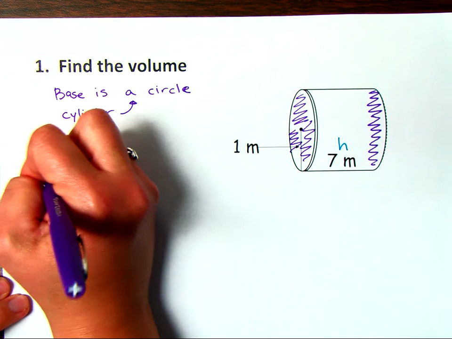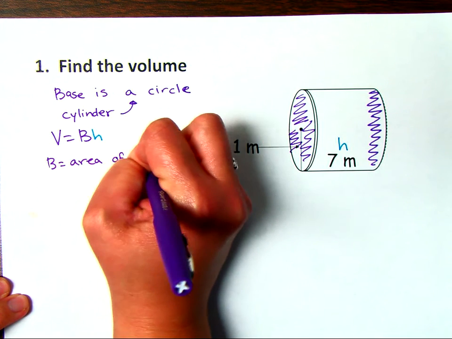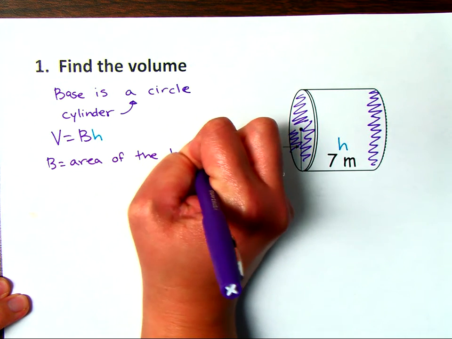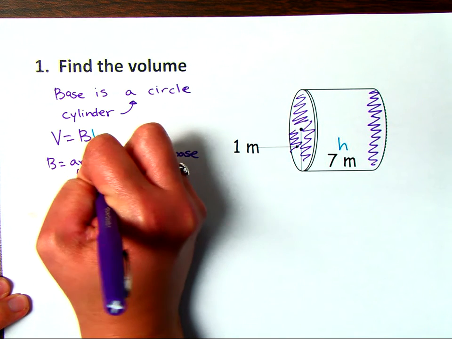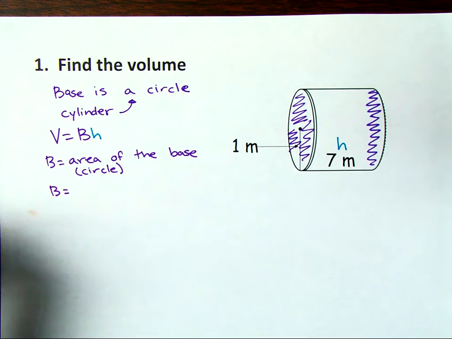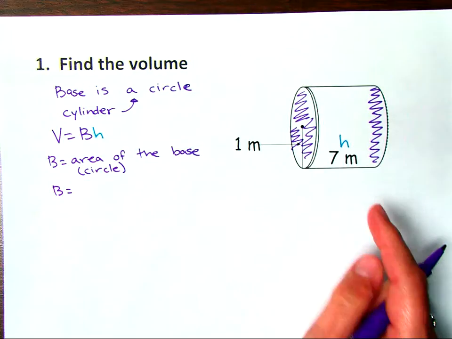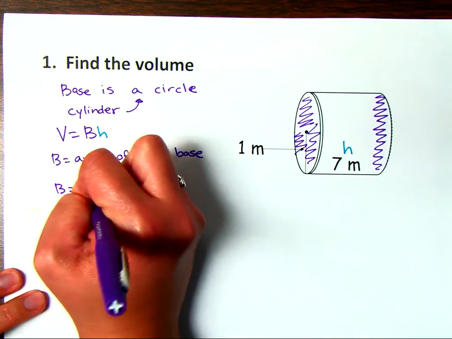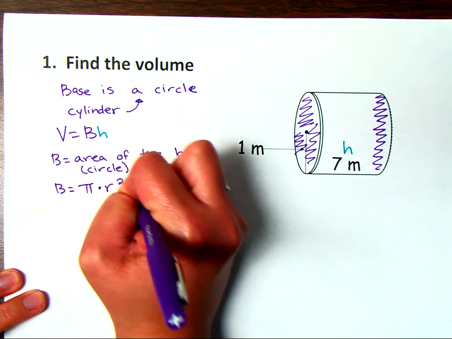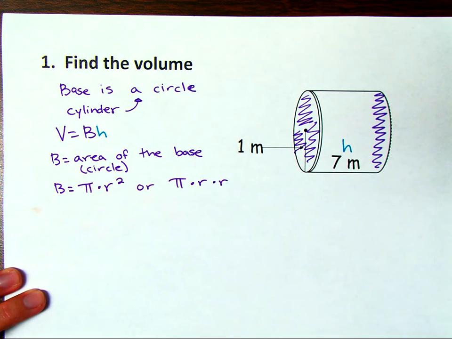So remember, the big B stands for area of the base. Well, in this case, we have a circle. So your area formula for a circle, we use our math chart right here, pi r squared. So we say pi times radius squared, or you can say pi times radius times radius. That means the same thing.